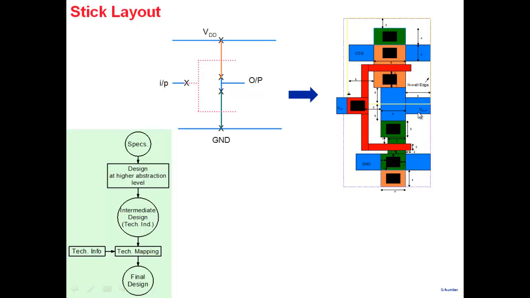And note that the second step is not a very creative step. The creative step is this one, where I decide how am I going to arrange the different things. That's the creative step in a layout. The second step is very routine. Just look at all the rules and expand it and connect them up. So if I can write a CAD tool which will take your stick layout, add all the technology information and produce the final layout, that would be very nice.